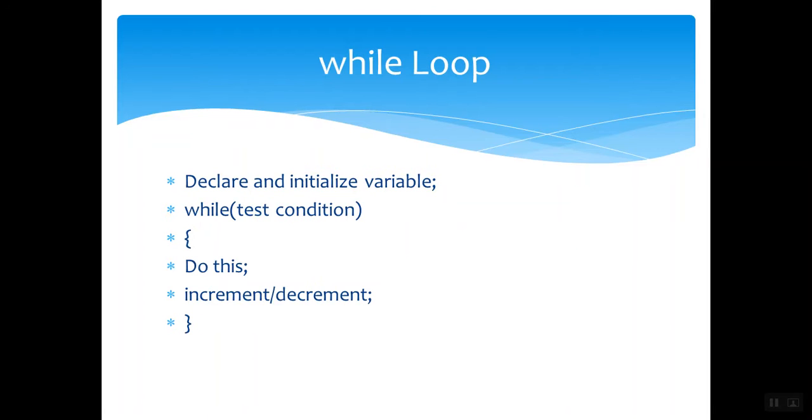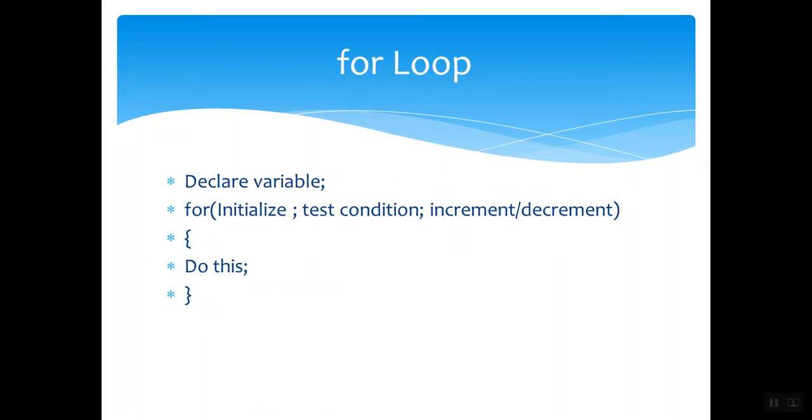The second kind of loop we have is the while loop. This also does the same thing, only the sequence and the syntax are different. If you see here, we declare and initialize the variable first, and after while we write the test condition. So the same thing is happening here also. In the for loop, the variable initialization happens only one time. Then these three activities, checking whether the condition is true or false, then performing the activity, then incrementing, keep on happening in a loop.